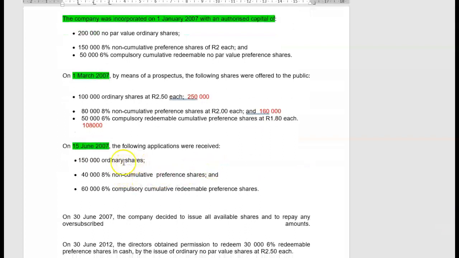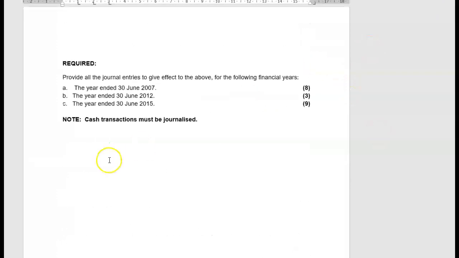On 15 June 2007, the following applications were received: 150,000 ordinary shares, 40,000 8% non-cumulative pref shares, and 60,000 6% compulsory cumulative redeemable pref shares. Now what I want you to do is to do the journal entries for the following financial years: the years ended 30 June 2007, 2012 and 2015.